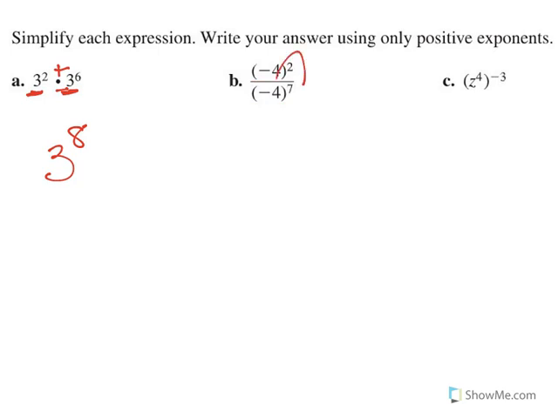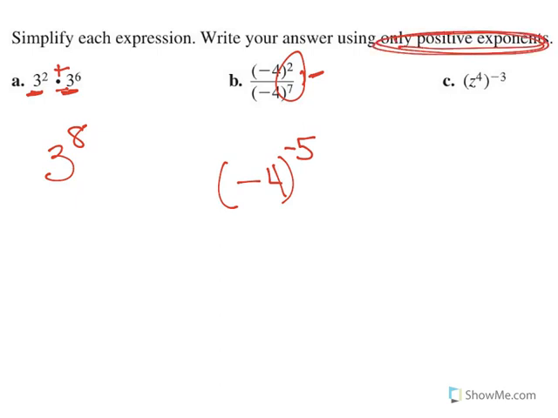So we're going to take our exponents and subtract them. So we've got -4, and 2 minus 7 is -5. Okay? But we can't have negative exponents. We need to have positive exponents.